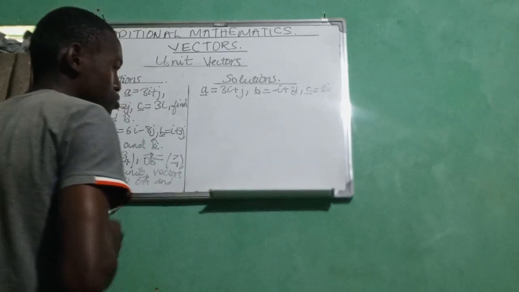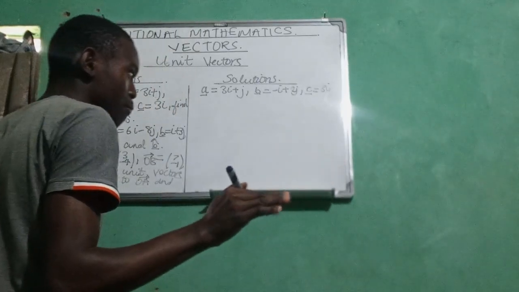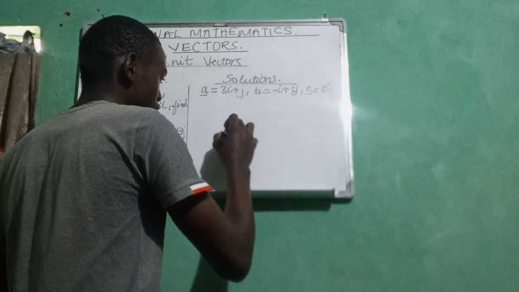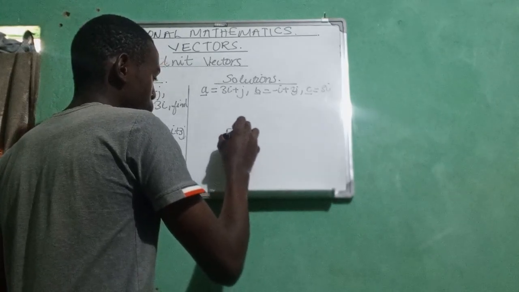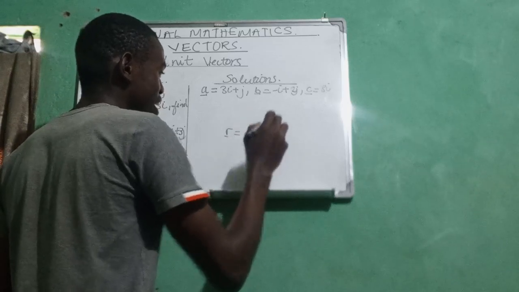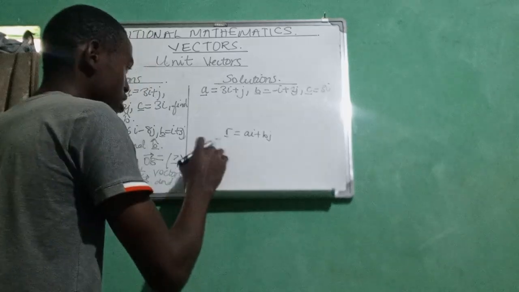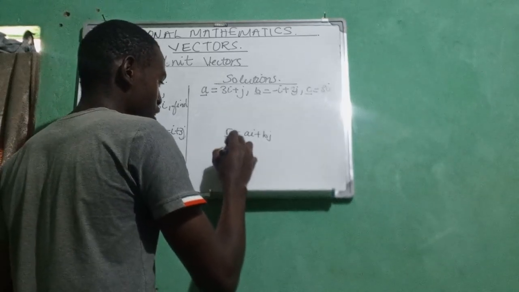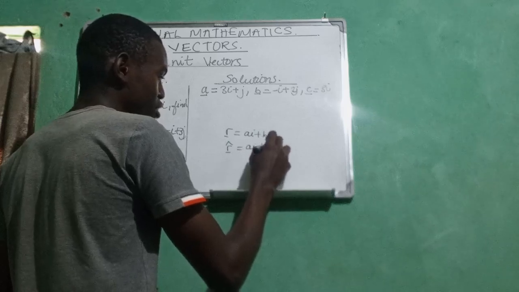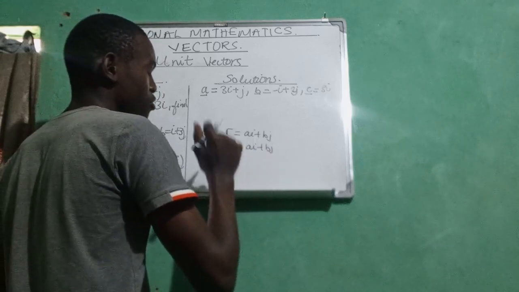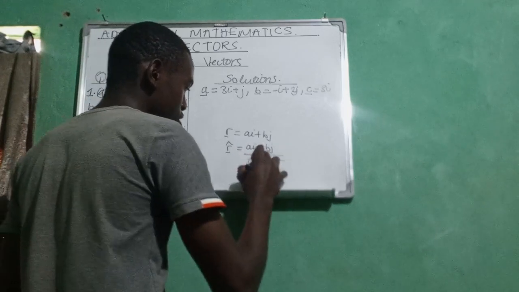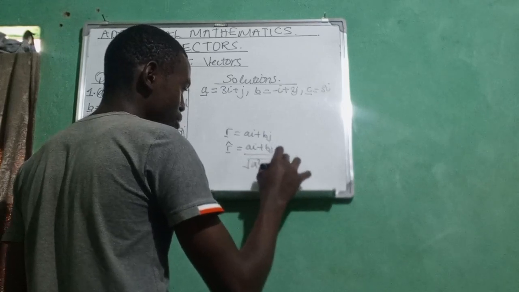First of all, the formula for finding the unit vector is, you can have a vector R being equal to Ai plus Bj. To find the unit vector of R, it would be R hat is equal to Ai plus Bj, so what I've just done is I've copied this once more, then I'm dividing by the magnitude of the vector, which is the square root of A squared plus B squared.